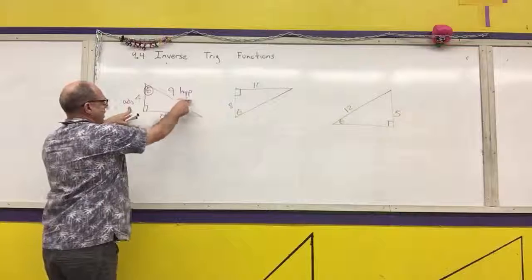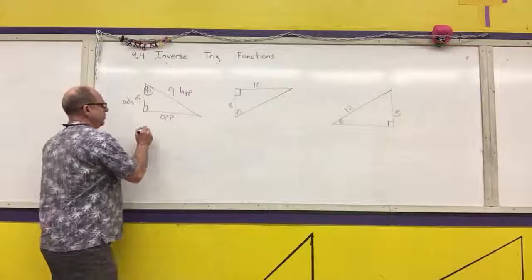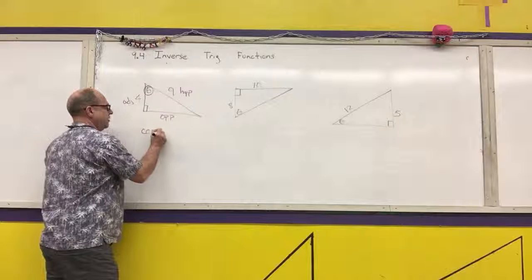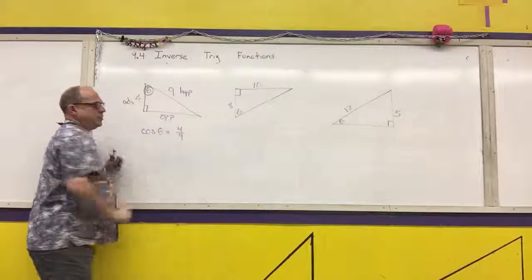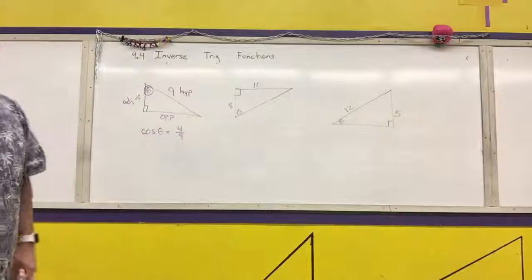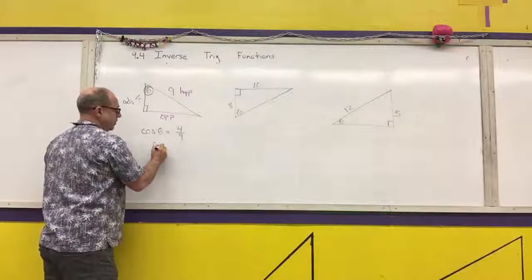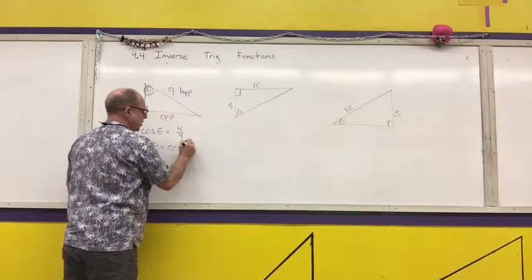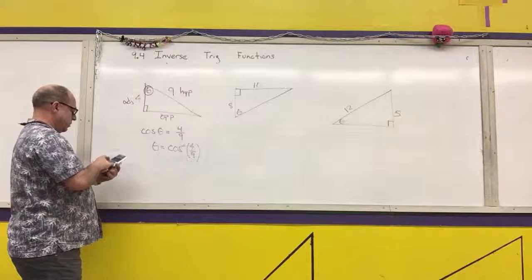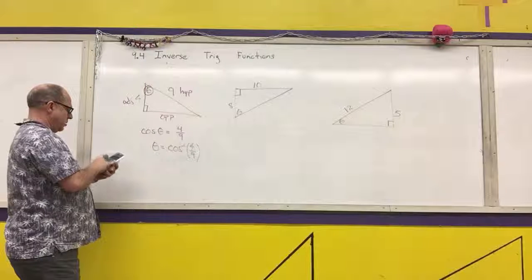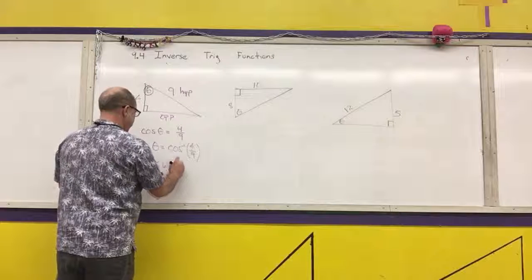So I have adjacent and hypotenuse. The trig function that has adjacent and hypotenuse is the cosine. So I write the cosine of theta is equal to adjacent over hypotenuse, 4/9. Then you're going to take the inverse trig function of both sides. So I'm going to take the inverse cosine of both sides. On the left, I'm going to get theta. On the right, I'm going to get the inverse cosine of 4/9. I put that in the calculator, and I get approximately 63.6 degrees.